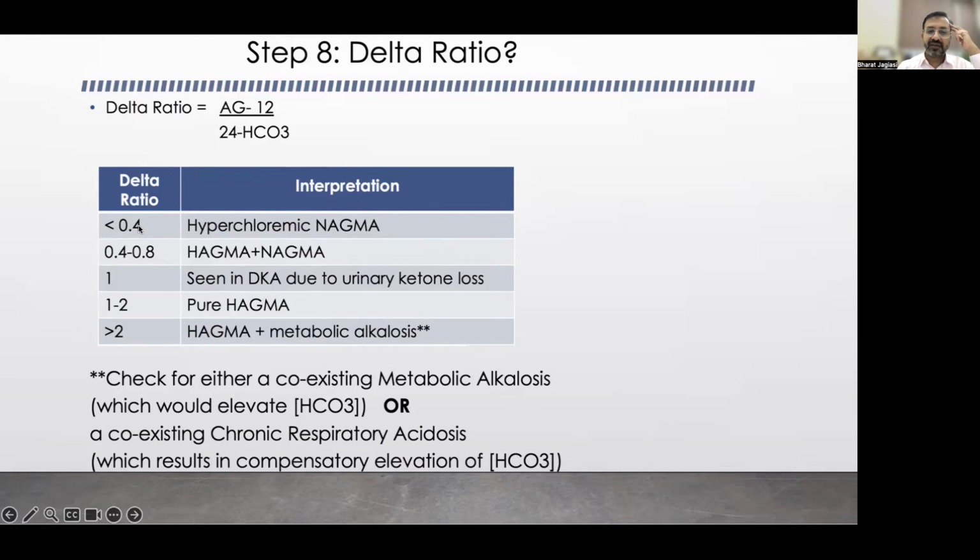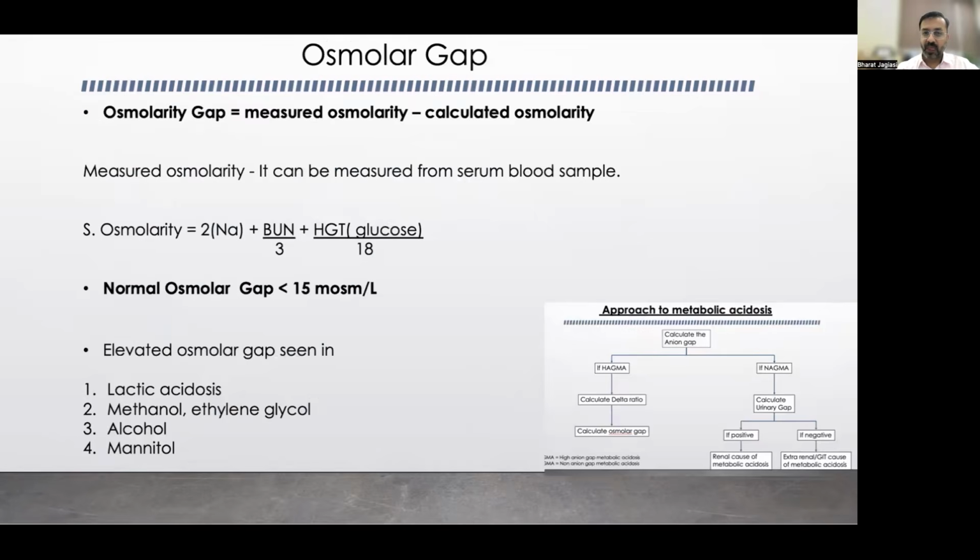So if the delta ratio is less than 0.4, it's a hyperchloremic NAGMA. If it's 0.4 to 0.8, it's HAGMA plus NAGMA. If it's around 1, seen in DKA due to urinary ketones loss. 1 to 2, pure HAGMA. If more than 2, pure HAGMA due to the metabolic acidosis.